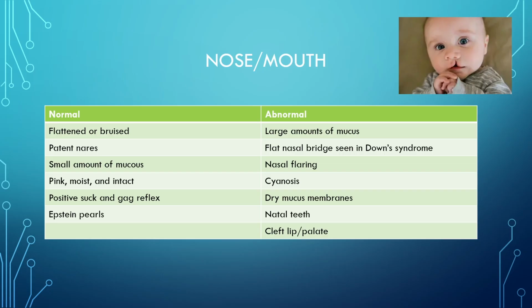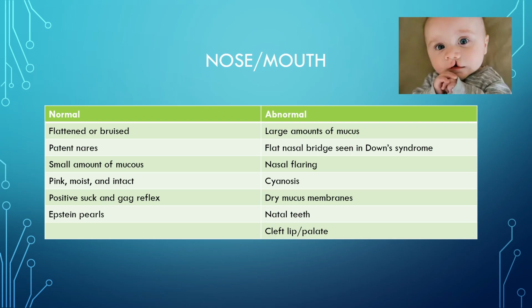Central cyanosis or cyanosis around the mouth is not a normal finding. That's a little bit concerning. As we move our way down to our mouth, it should be pink, moist, and intact. We should have a positive sucking reflex and a positive gag reflex. You might notice some Epstein pearls. These are little white balls, I guess, inside the mouth. It's okay. It's fine. They look like a pearl in a way.